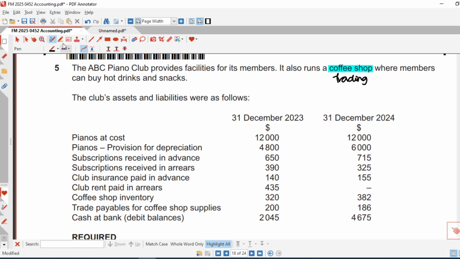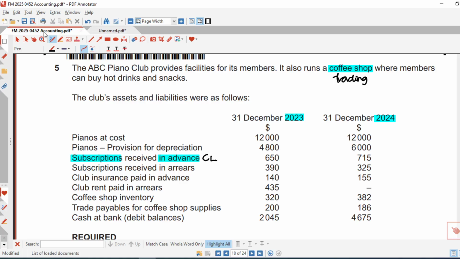So the club's assets and liabilities were as follows. You have it in 2023 and 2024. Your pianos at cost, the accumulated depreciation of pianos. We have subscriptions received in advance, right? So members are not paying for the current year, they are paying for next year. They pay in advance. So the subscriptions in advance will become your liabilities, right? You owe them the membership.